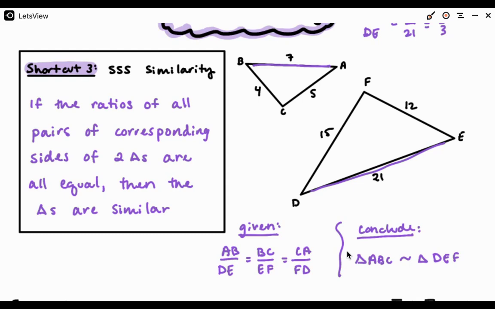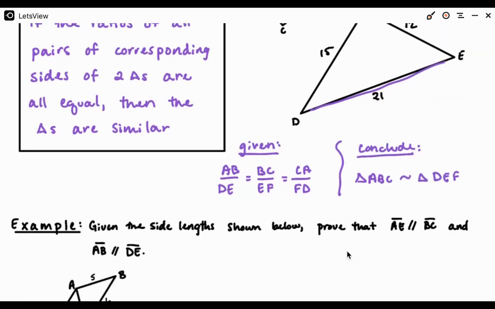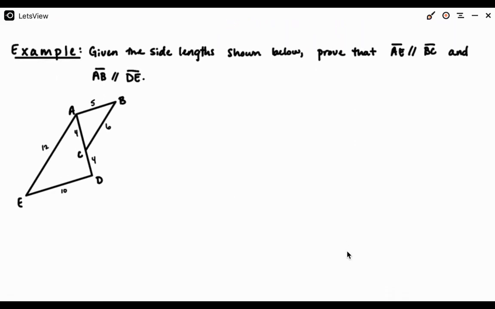Okay, so let's look at an example of how to use this to solve a problem. Given the side lengths shown below, prove that AE is parallel to BC and that AB is parallel to DE. Okay, so we have all the sides of this little triangle and we also have all the sides of this big triangle. So let's see if we can get some ratios of corresponding sides and see if they're equal to each other.